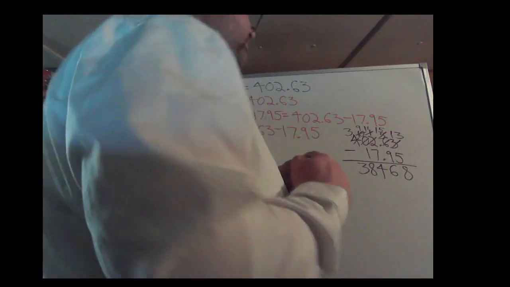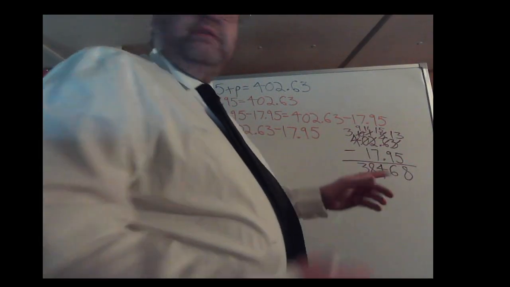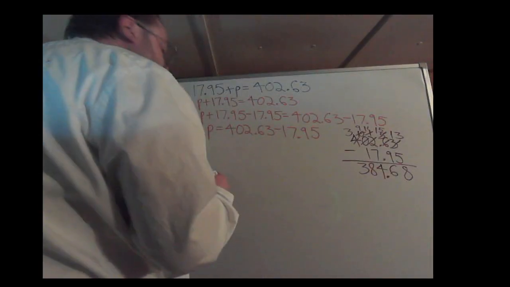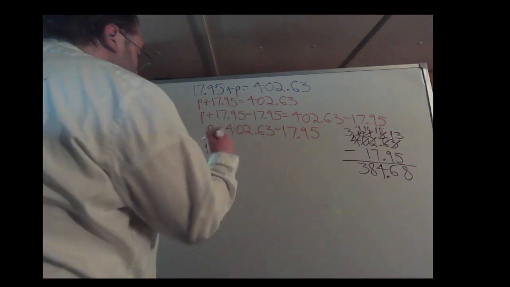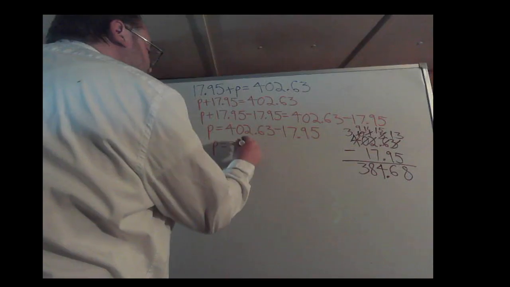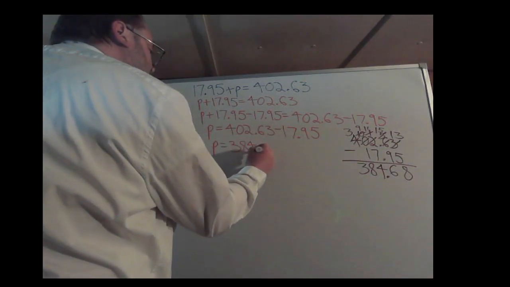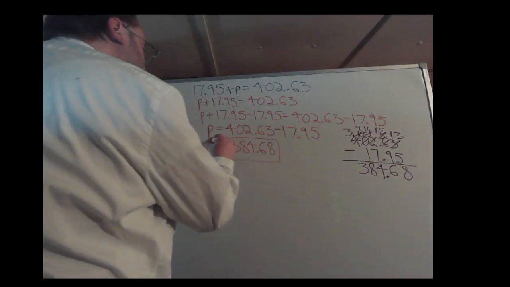Okay, so since both terms of the equation had 2 decimal places, your answer must have 2 decimal places, which would be 384.68. So the answer to this is p equals 384.68. And that would be all there is to that.